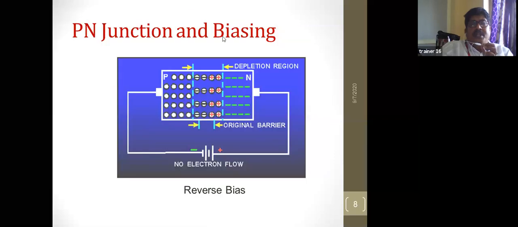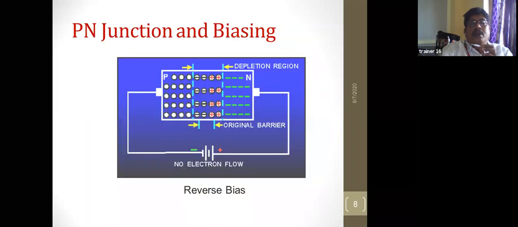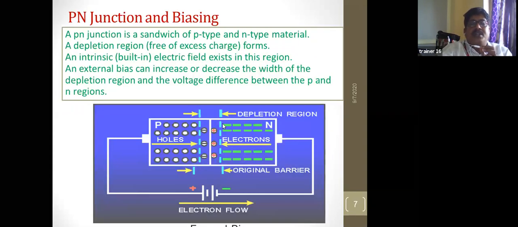The next one is the PN junction biasing. If you clearly observe, this P-type is connected to the negative and the N-type is connected to the positive, right? This is the reverse biasing. In the previous one, we discussed the forward bias. This is the forward bias, and this is the reverse bias.